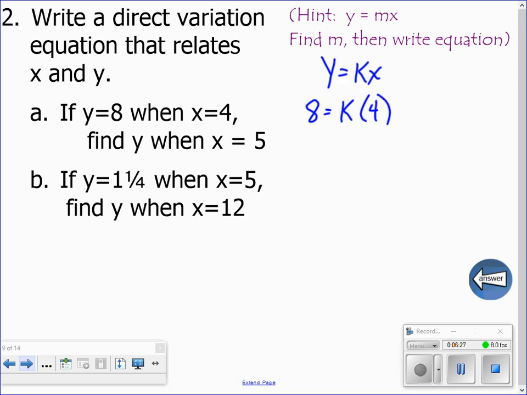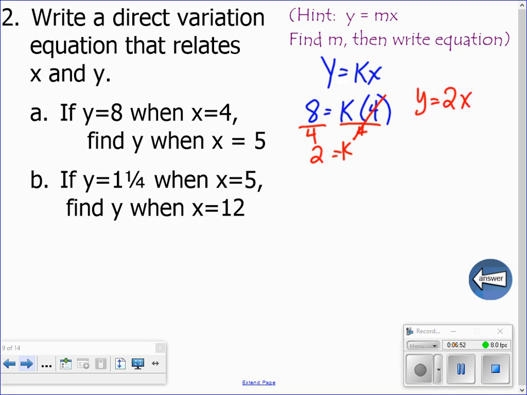And so I can solve it. We're solving for k, so I need to get rid of this 4. We would get rid of the 4 by dividing both sides by 4. And so we know that k is equal to 2. So my direct variation equation, y equals kx, remember I don't need the y and the x to have values in it necessarily, now that I know k. So my equation here would be y equals 2x.